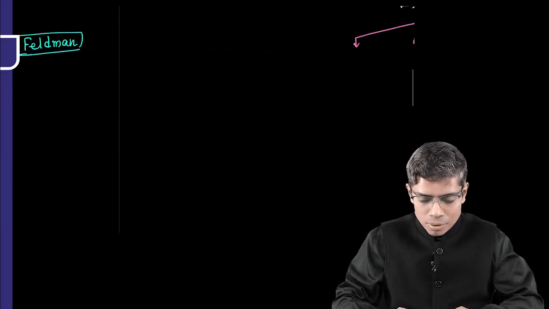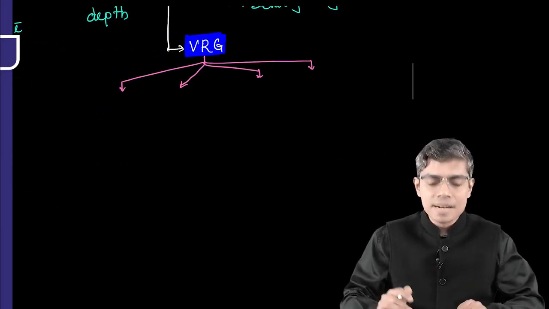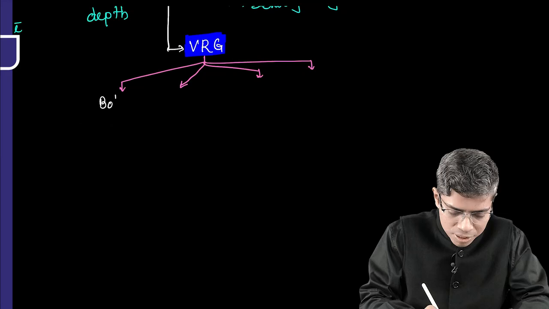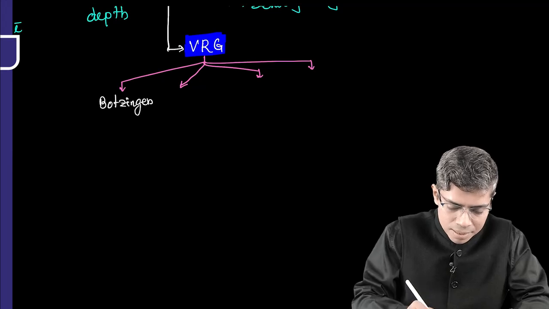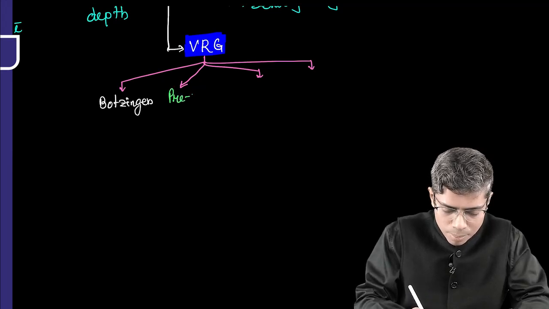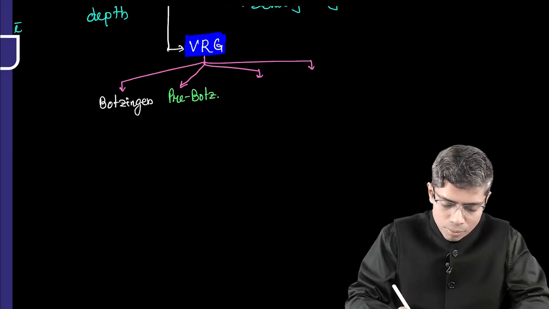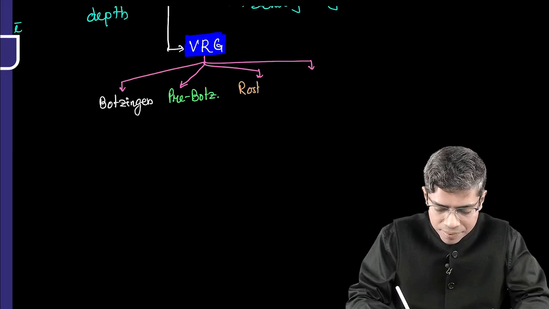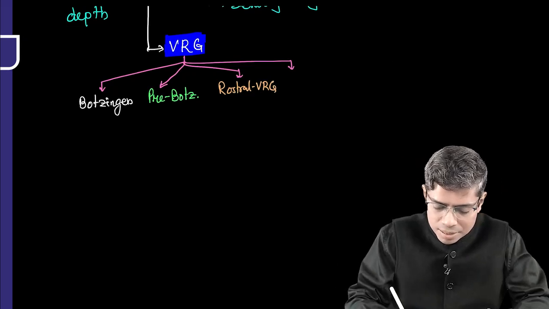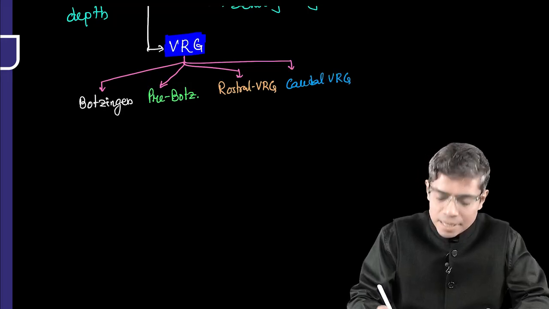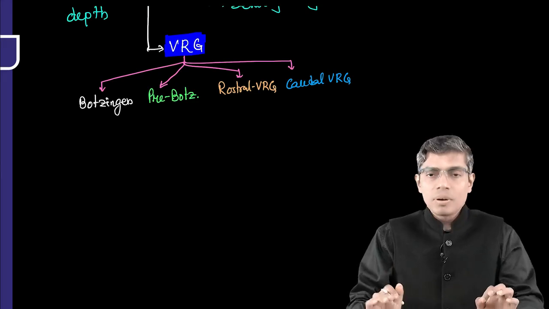Now I will write down all four parts of the VRG, the ventral respiratory group of neurons. Tell me what the different parts are. First, Bötzinger complex of neurons; second, the pre-Bötzinger complex of neurons; third, the rostral VRG; and the fourth division is the caudal VRG, right? Obviously, you have to remember all these four names.